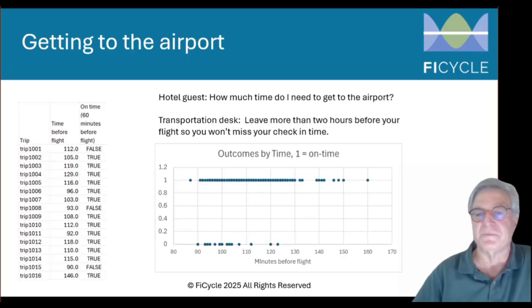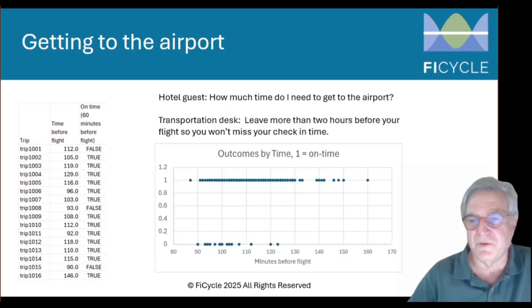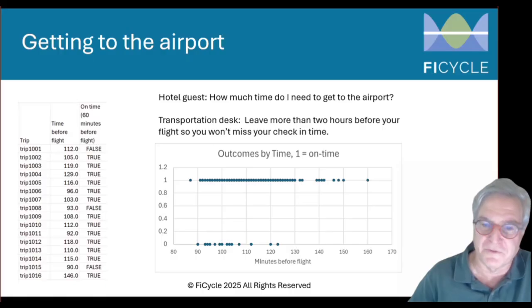So here's the problem. You are at the front desk of a hotel, and the guests come up to you and keep asking, how much time am I going to need to get to the airport? And you've studied this over time, and you have a series of outcomes based on whether or not people made it to the airport on time. In this case, we're going to say on time is whether or not you get there an hour before the flight, so you have time to check in.